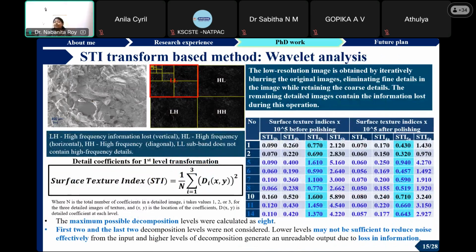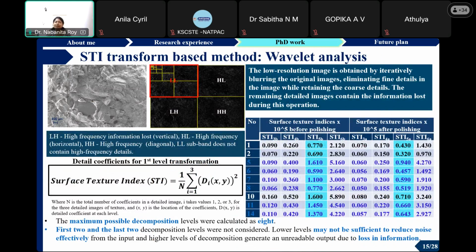Now coming to the other method, which is wavelet analysis, a transform based method. In this case, the original SEM images were decomposed into multiple levels. Maybe this will be a little bit difficult to understand, so I'm just discussing it in brief. We have just decomposed the images.